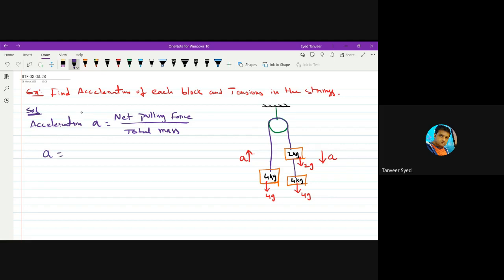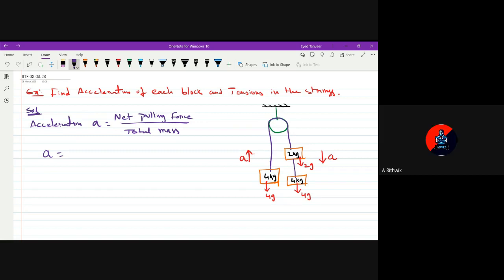Now what is the net pulling force? I told you, tug of war. All questions related to pulley block systems are tug of war questions. If you apply the concept of tug of war here, you will understand which force is more, which force is less. And net force is always larger force minus smaller force.